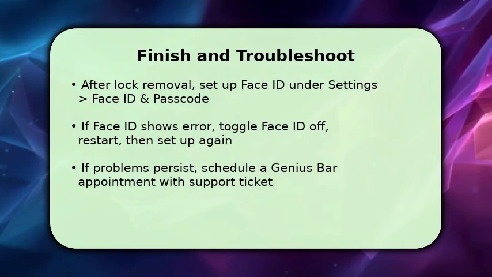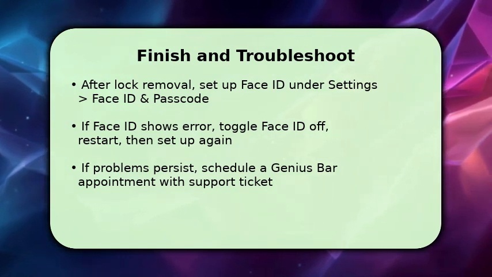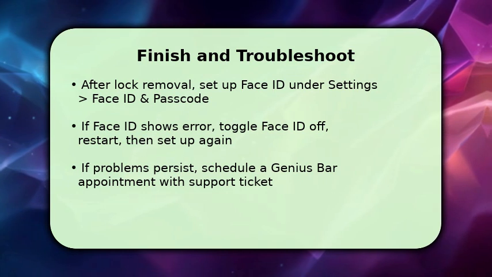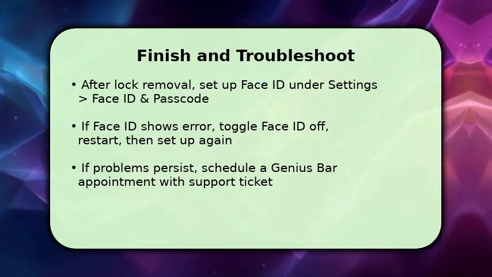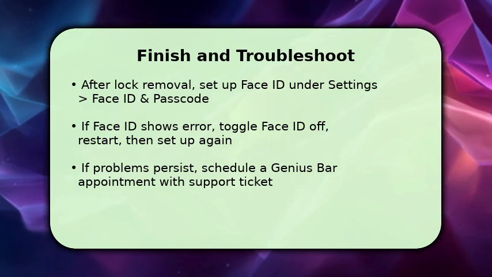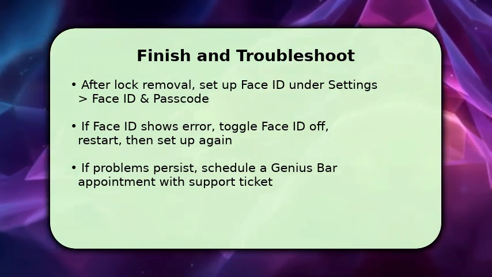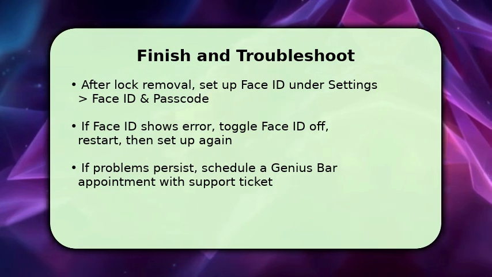Finish by setting up Face ID after activation lock is cleared. Go to Settings Face ID and passcode and follow the guided scans. Make sure your face is well lit and remove glasses or masks for accurate enrollment. If setup fails, toggle Face ID off, restart the phone, and attempt enrollment again. This often clears configuration errors.